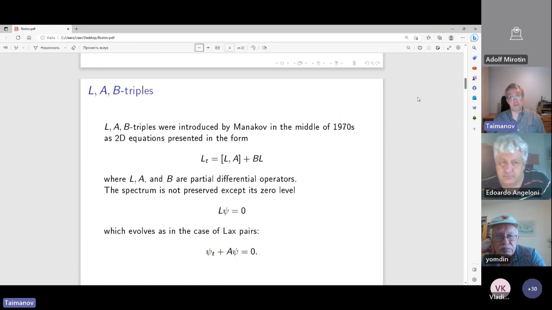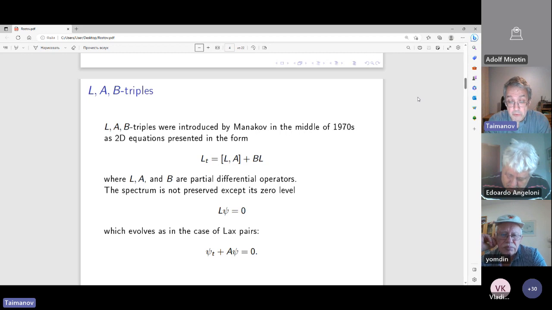They were introduced by Manakov in the middle 70s as two-dimensional equations presented in an almost Lax form. L_t equals the commutator of L and A, plus BL. There, L and A are partial differential operators, which depend on the two spatial variables x and y. The spectrum is not preserved except its zero level.